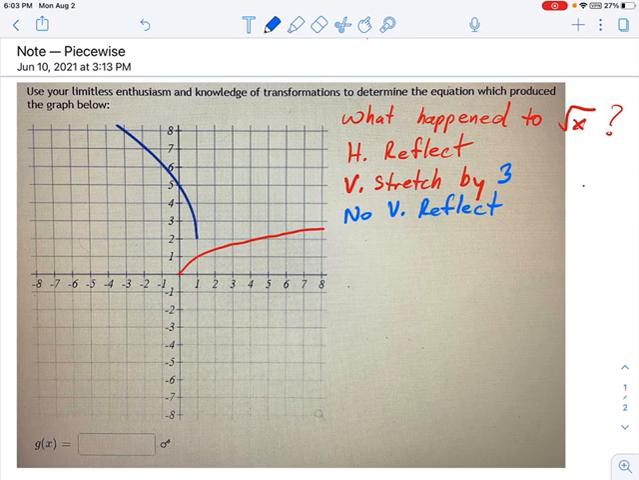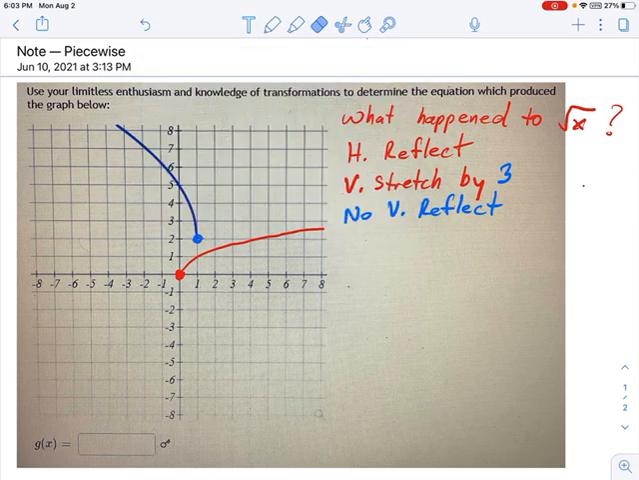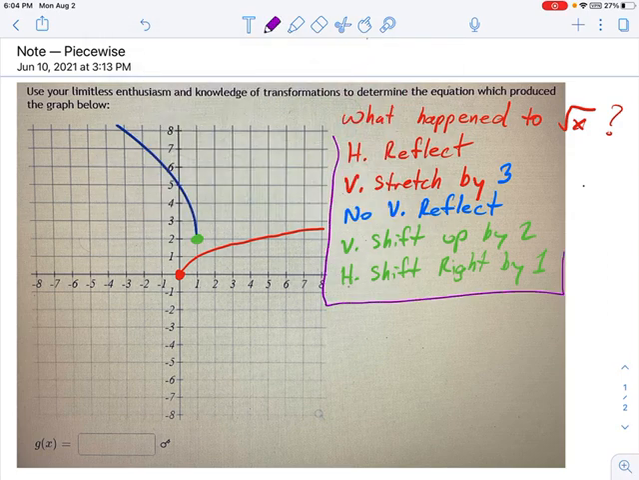And what else? I have some shifts going on. We have a starting point here of the parent function, but the starting point of the transformed function is shifted. And you can see what the shift is. I'll write this in green. This is going to be a vertical shift up by 2 and a horizontal shift right by 1. Okay, so now our job is to turn these words into an equation. So let's start working through that. Let's take these words and equationify them.